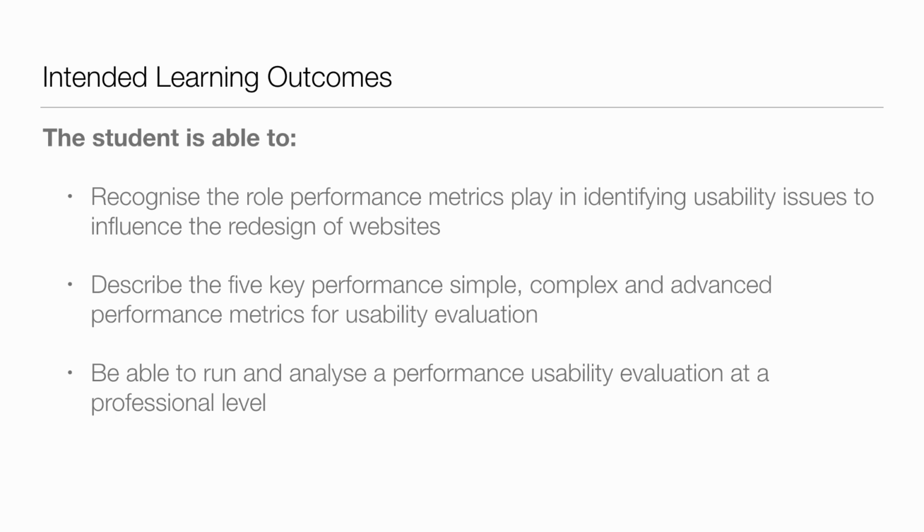We looked at the 5 key performance metrics in 3 different categories, which is simple, medium, and longitudinal. So we've described those 5 key performance, simple, complex, and advanced performance metrics for usability evaluation. I might have got my terms there wrong, not too sure. Click back on this video, check, and if I've made a mistake, write the comments below and tell me I'm wrong. Okay, and you should now be able to run the analysis and performance usability evaluations at a professional level.